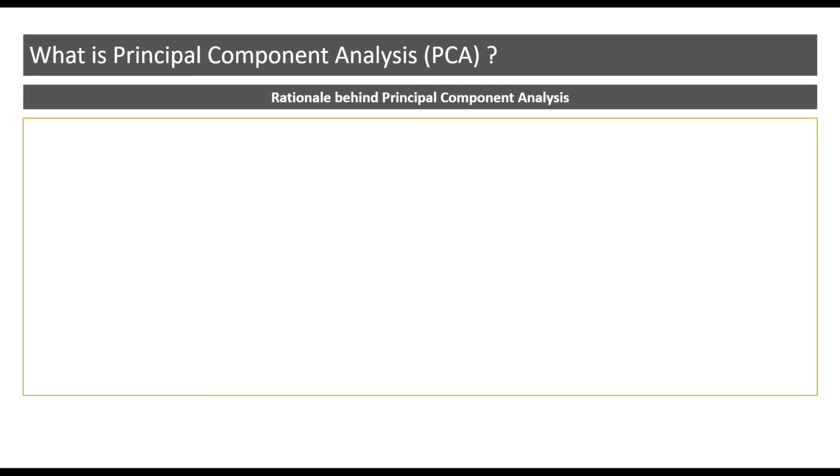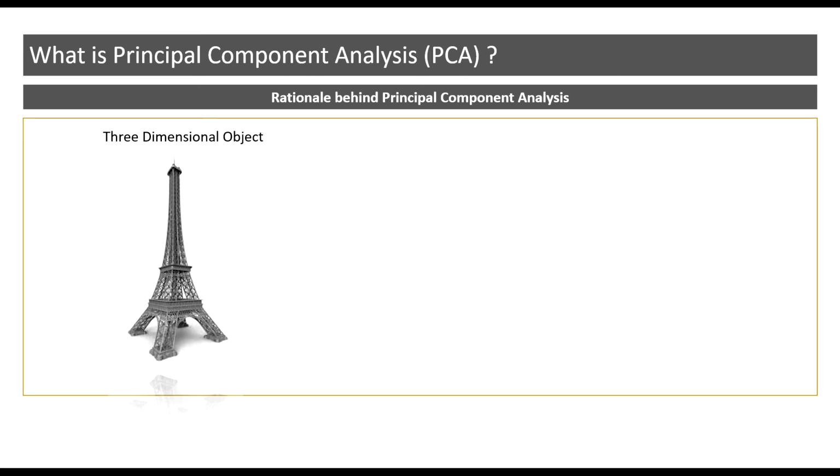So, what is principal component analysis or PCA? We know that PCA is a dimension reduction technique. But before understanding PCA, let us first try and understand what we mean by dimension reduction. Here, on the left, I have a statue of the Eiffel Tower. This statue is a three-dimensional object. Now, let us say I invite an artist and ask him to draw a sketch of this statue. On the right, I have that sketch of the Eiffel Tower. This sketch or drawing is now a two-dimensional object.